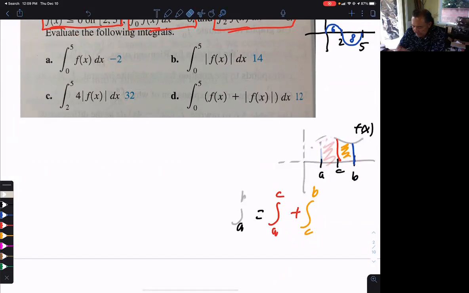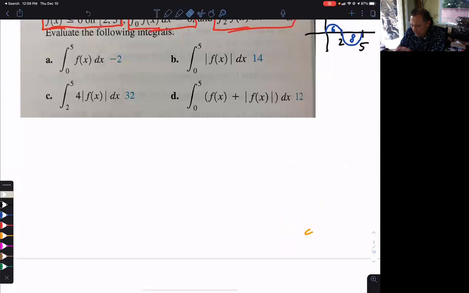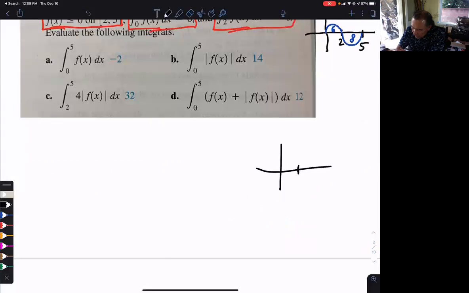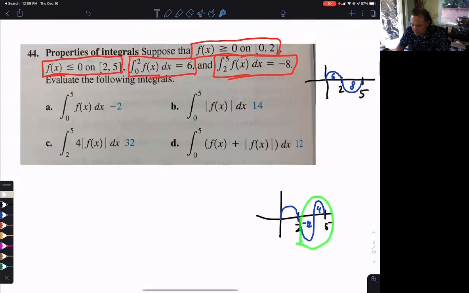Let me erase this. I'm going to give you a situation. What if you didn't know that it was always positive and always negative? So from 2 to 5, could it not have looked like this? And your net area has to be -8. So I can say this is -12 and that's 4. So isn't the net area of that -8? Like they told you here?